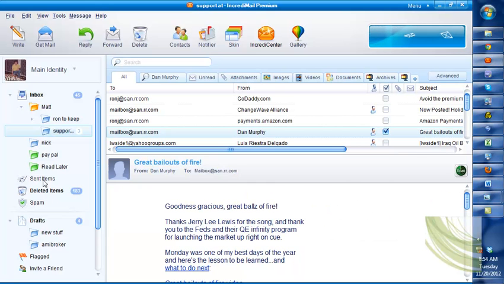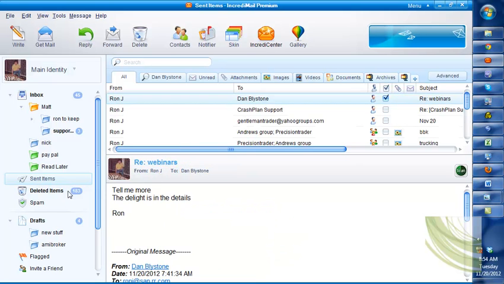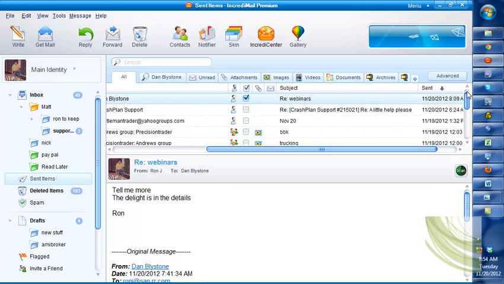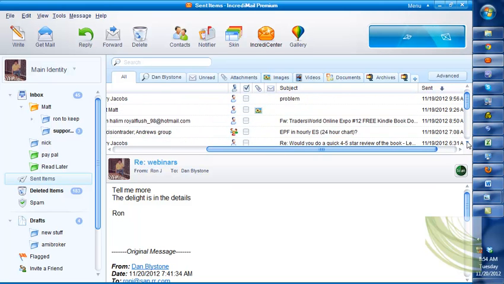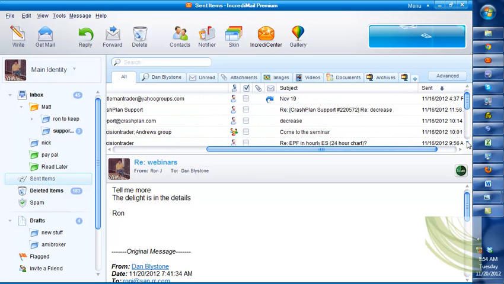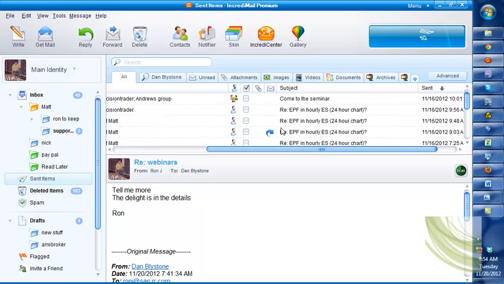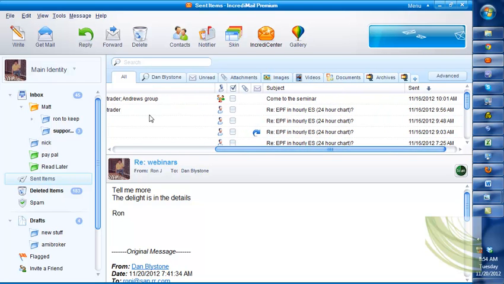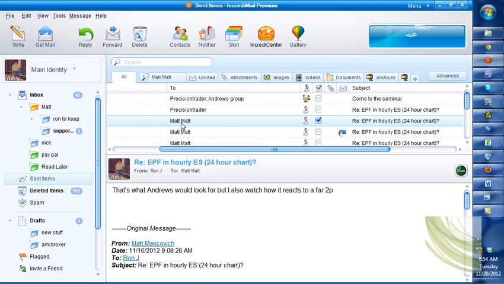Let's take a look. Let's look at this. Let's find the date. Let's look at November 16th, in the morning. And here's where Matt and I were going back and forth about the pattern in the ES. So give you an idea.